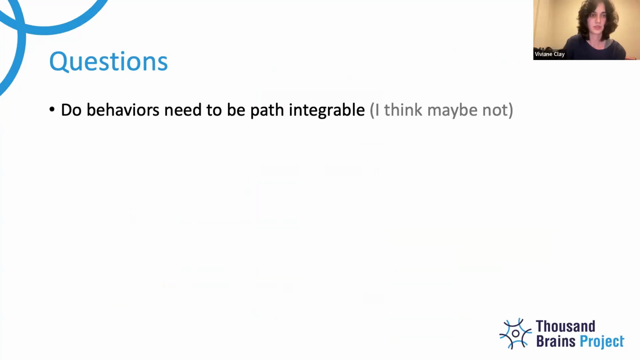I thought that was good progress, to get rid of morphology, but maybe not. Yeah. I just wrote down a few open questions. So this one we already talked about: do behaviors need to be path integratable?